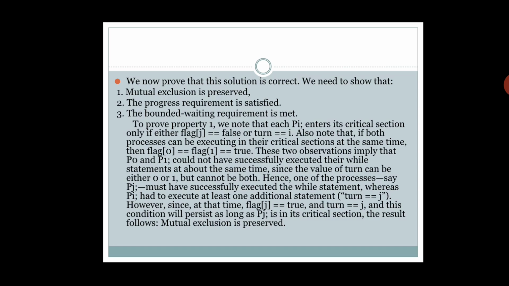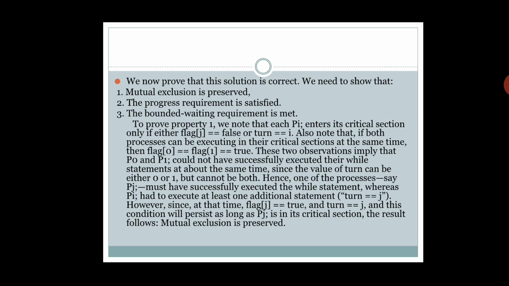To prove property 1, we note that each Pi, or process, the number of processes may be any number, enters its critical section only if flag of j equal to false or turn equal to i. Okay, so that is a condition you have to remember. Also note that if both processes were executing in their critical section at the same time, then flag of 0 equal to flag of 1 equal to true.